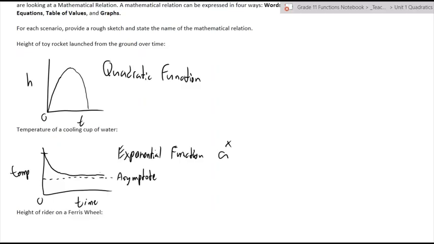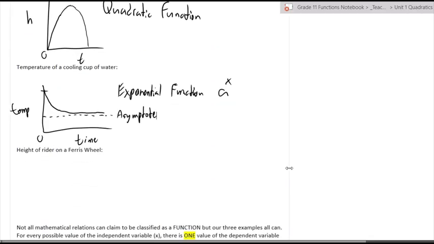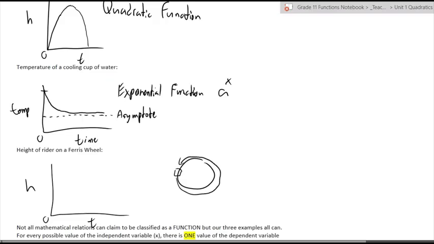Now, if we're looking at the height of a rider on a Ferris wheel, we're looking at a very different graph for this. Again, we're looking at height, we're looking at time, and if you think about a Ferris wheel here, you're going to be going around the wheel. So your height is going to be increasing or decreasing and coming back to the same value over and over and over. And the best function represents this kind of scenario where you have a value that's kind of fluctuating. That's where we have a graph that looks like this. This is what we call a sinusoidal function.